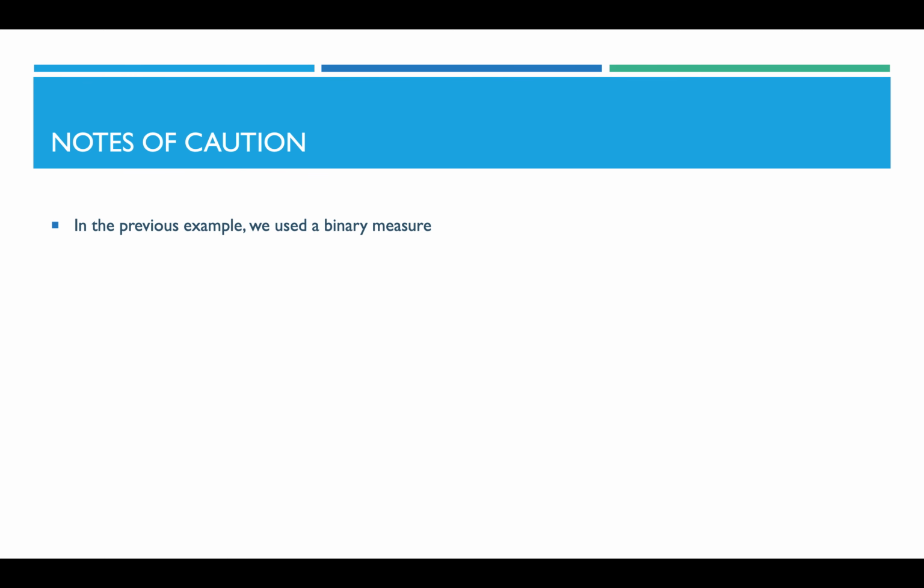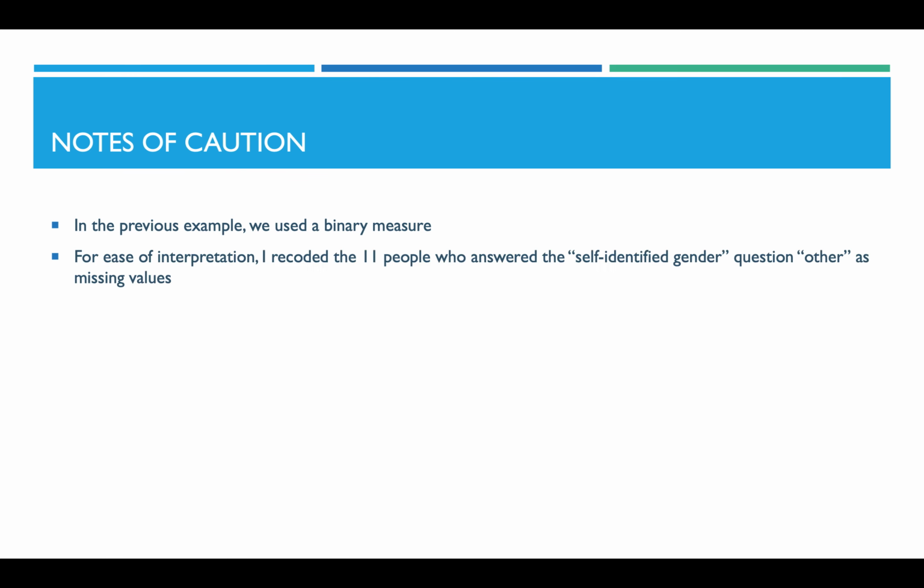So in the previous example, we were using a binary measure. That is to say, a dichotomous variable that can only take on one of two values. We coded one of those values 0 and the other one 1. And for ease of interpretation in that analysis, I recoded the 11 people in the ANES who answered the self-identified gender question as other. I recoded them as missing values.